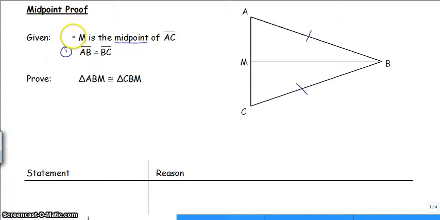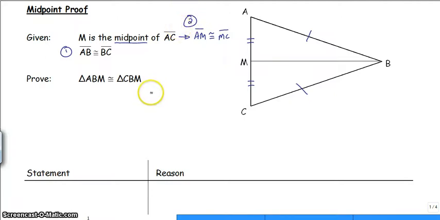My other given statement isn't a congruent statement, so I need to use this statement to somehow get a congruent statement. At the beginning of the proofs section of the chapter, we talked about what midpoint tells us. The midpoint of segment AC means that segment AM and segment MC are congruent. I'm going to write that down up here so I know what my congruent statement is going to be. That's what the midpoint tells me.